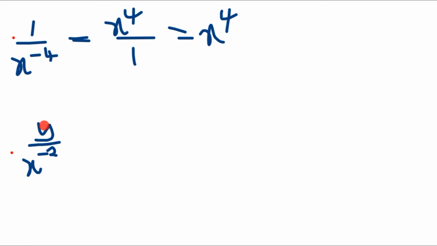Now in this case, the numerator is not 1, and now that the numerator is not 1, we cannot switch the numerator and the denominator. So what we have to do is make sure that the numerator is 1. So we can rewrite this in the form of y multiplied by 1 over x to the power of negative 2.